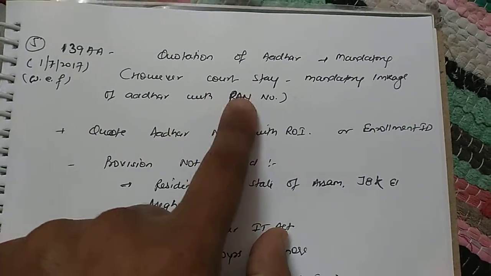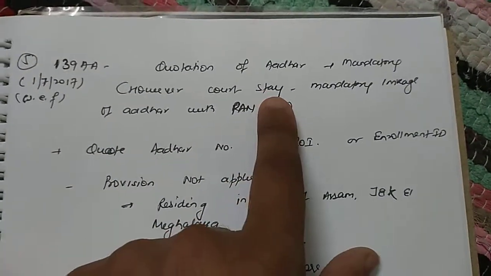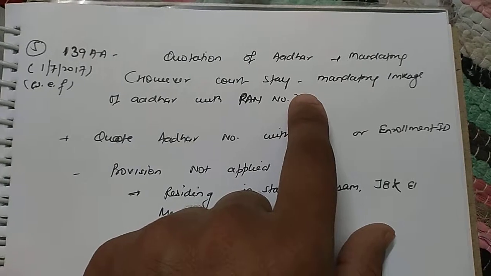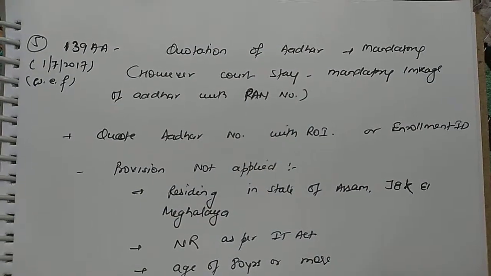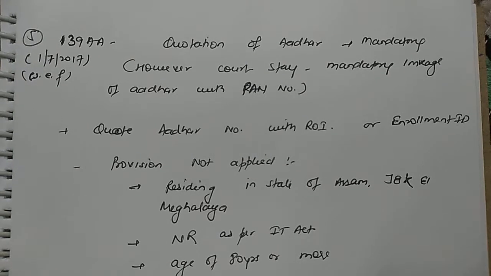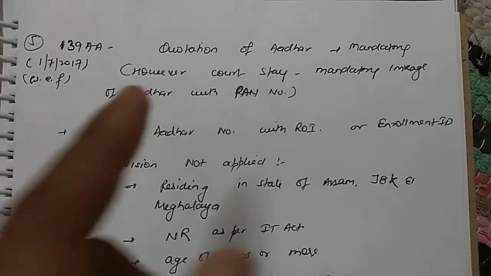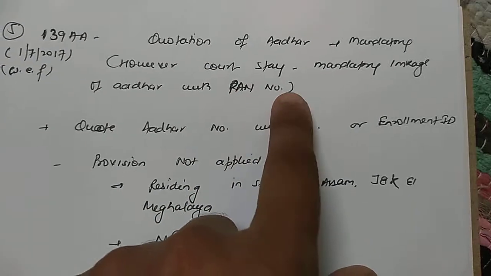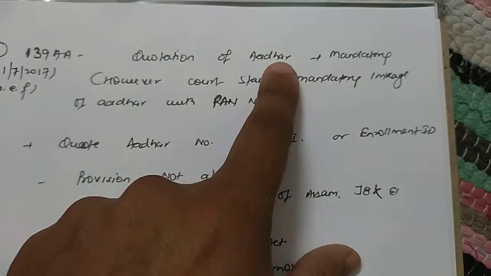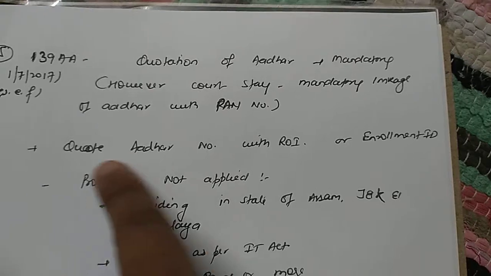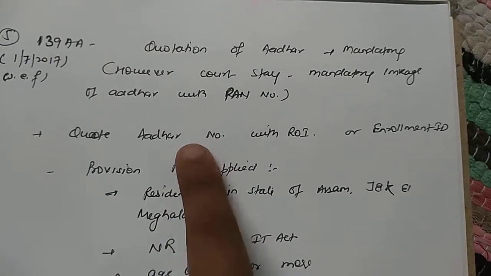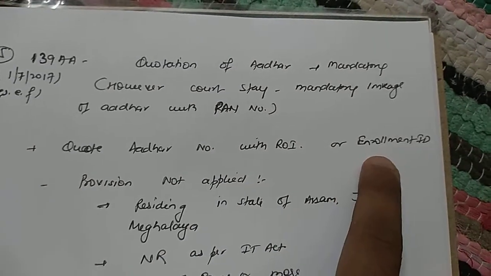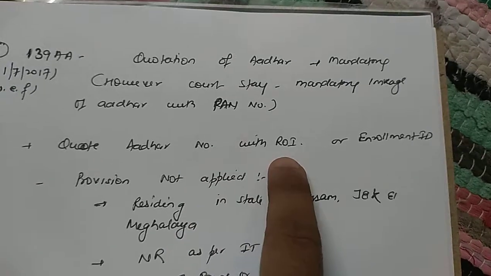However, the Supreme Court stayed this order, and the time frame is not yet decided. Until a time is given by the Supreme Court, we have to consider that the linking of Aadhar with the PAN number is not mandatory. However, we need to quote the Aadhar while submitting a return of income. If the person does not have an Aadhar number, then he may mention their enrollment ID in place of the Aadhar number while submitting the return of income.